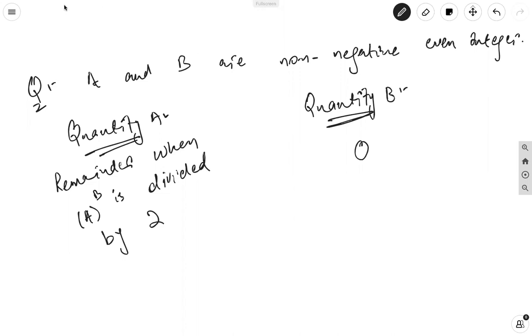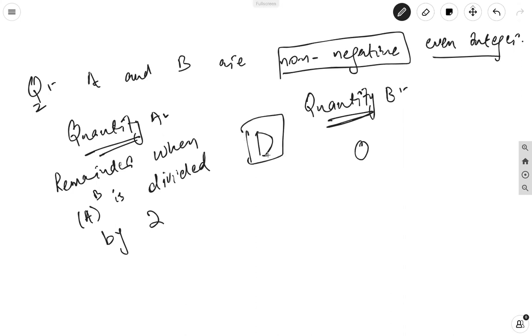Okay, so we are having multiple answers, A, B, C, D. First of all, just see the question. A and B are non-negative even integers, right? This means we have 0, 2, 4, 6, 8, 10, and so on. The answer to this is D. Now let's see how.